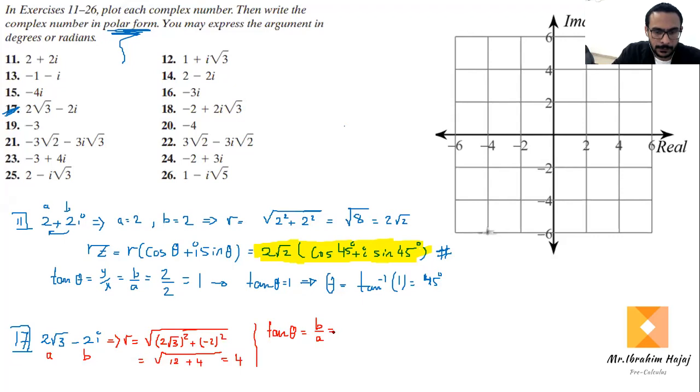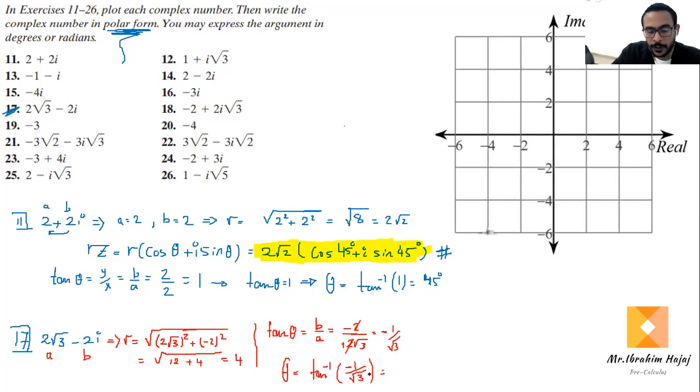Then we get the tan, which is y over x, or b over a. It will be negative 2 over 2 radical 3, which is negative 1 over radical 3, or negative radical 3 over 3. So it's tan inverse of negative 1 over radical 3.